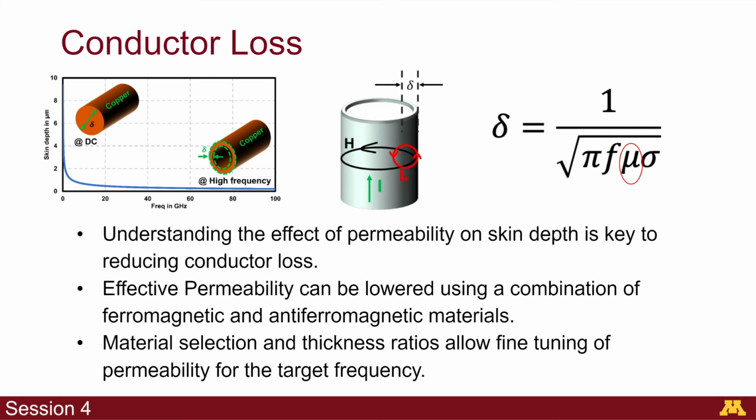Bigger skin depth means more current flow. Note the inverse relation between the skin depth and the magnetic permeability. If we can understand how to reduce the magnetic permeability, we can increase the current flowing through the conductor. The authors present an innovative way to use a combination of ferromagnetic and anti-ferromagnetic materials to manipulate the effective permeability. With the right combination of materials, they were able to fine-tune the permeability for the desired frequency range.